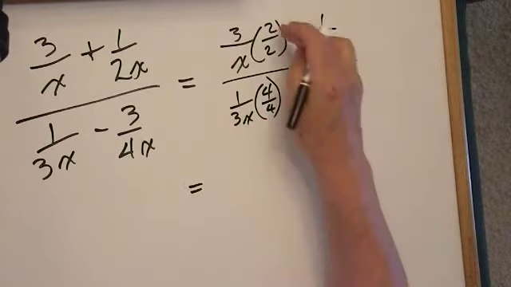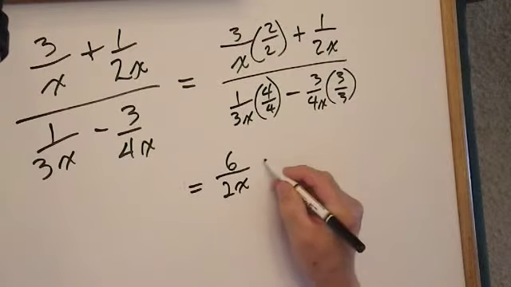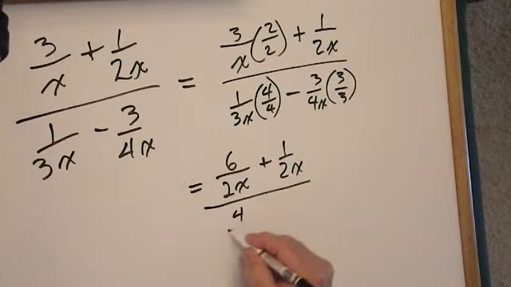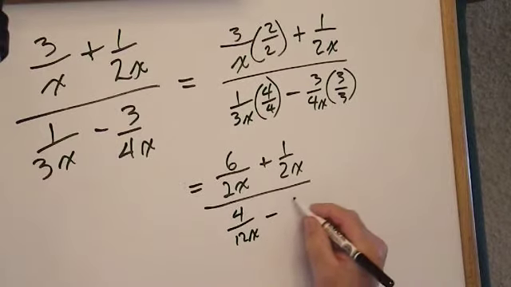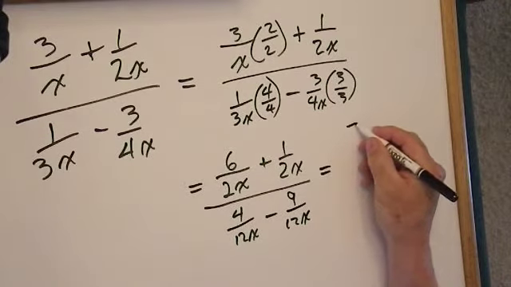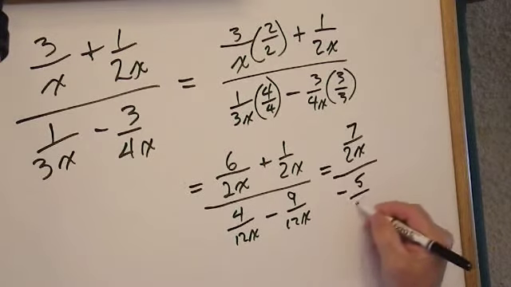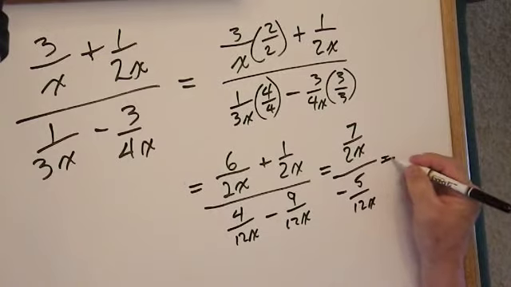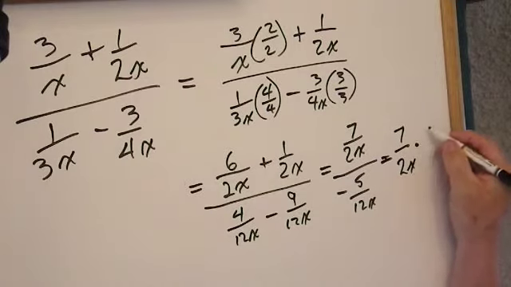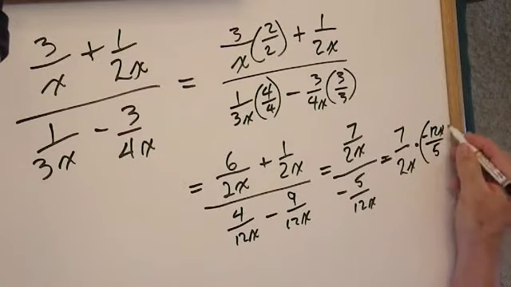So again, multiplying fractions, 2 times 3 is 6/(2x) plus 1/(2x). Down in the bottom here, I'm going to have 4/(12x) minus 9/(12x). But that's the same as 7/(2x) in the top and minus 5/(12x) in the bottom. Again, when you're dividing fractions, you invert and multiply, so that's 7/(2x) times minus 12x/5.